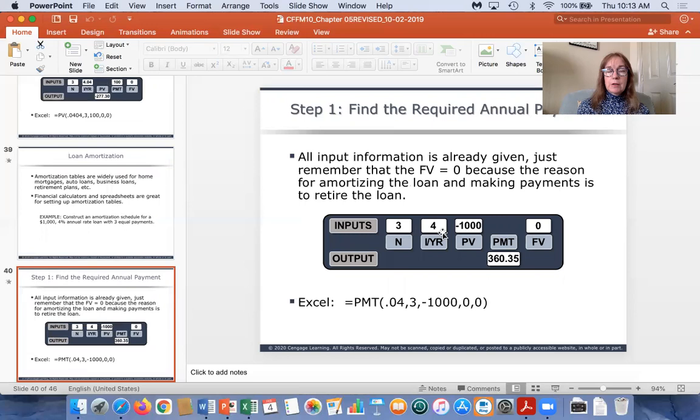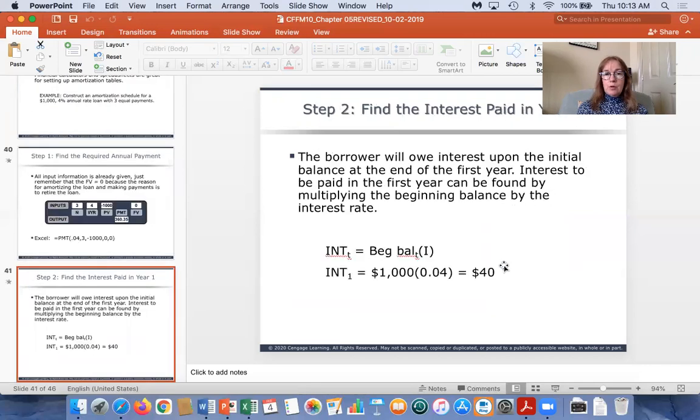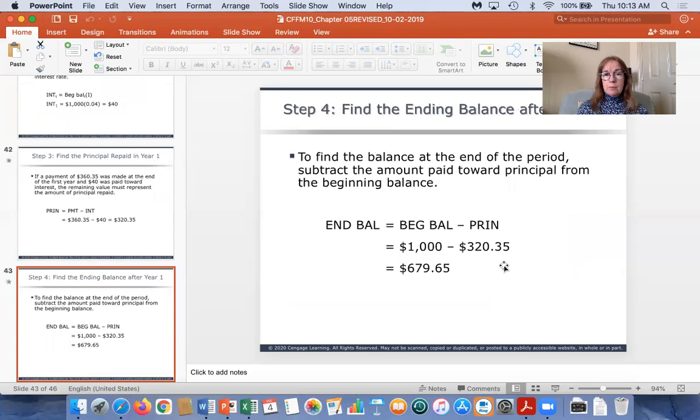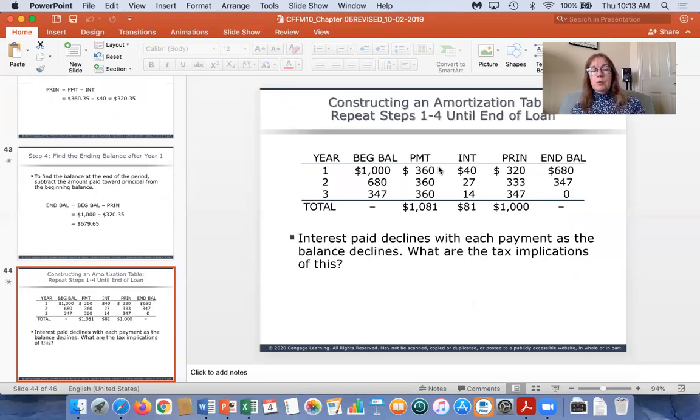So you just put in the $1,000 as the present value. That's what you're getting. When the loan's paid off, the balance is zero, so the future value is zero. Put in your interest rate and N, and you calculate the payment. And so the payment is $360.35.